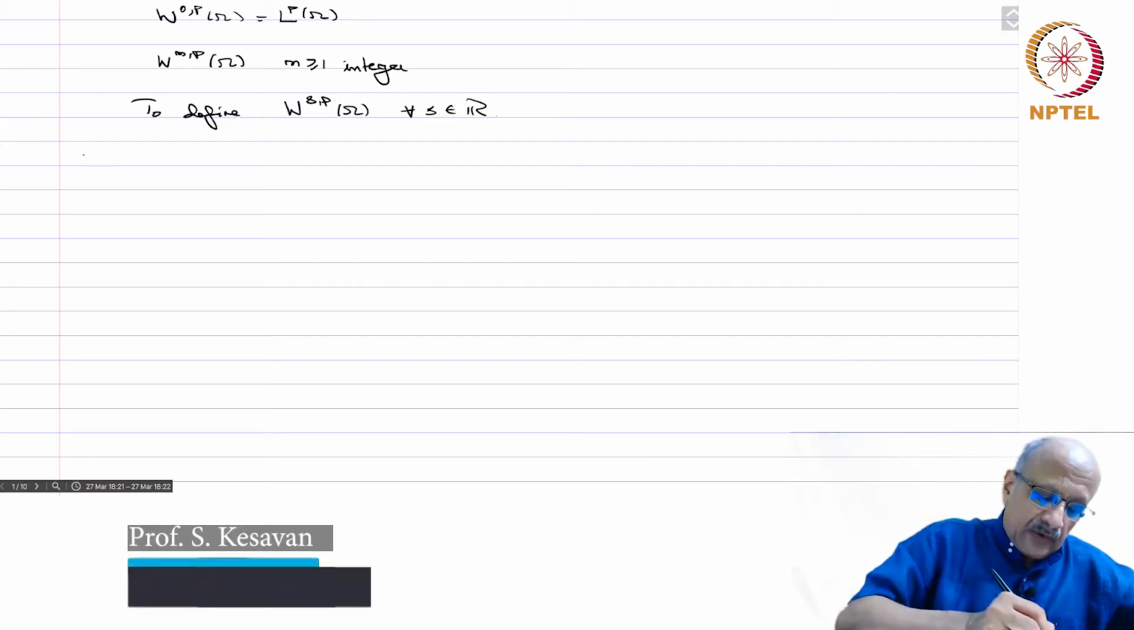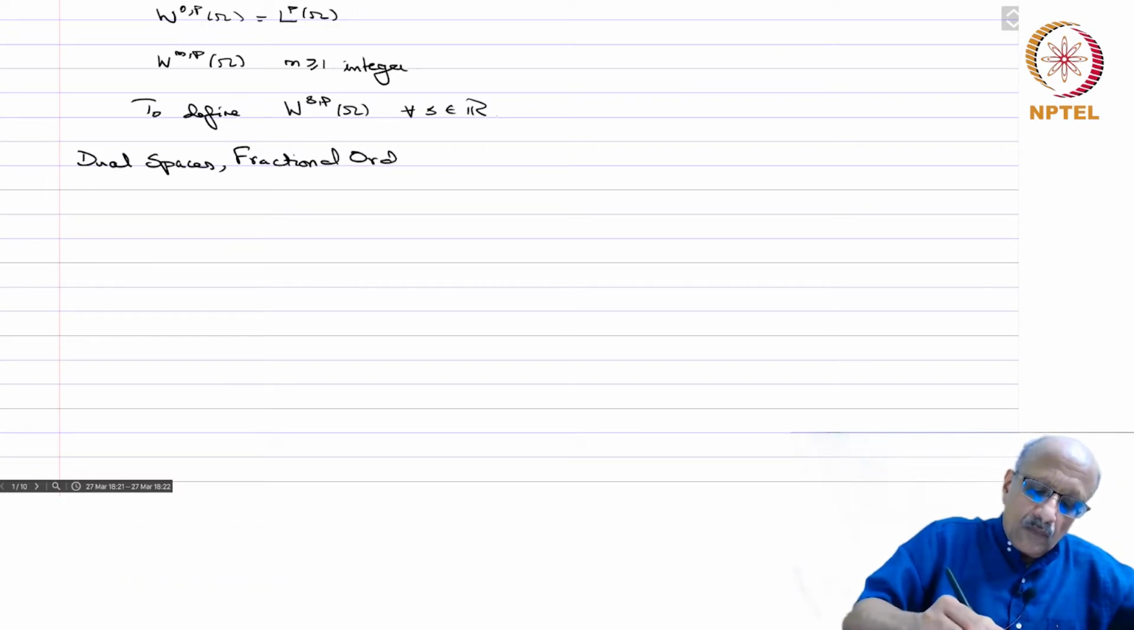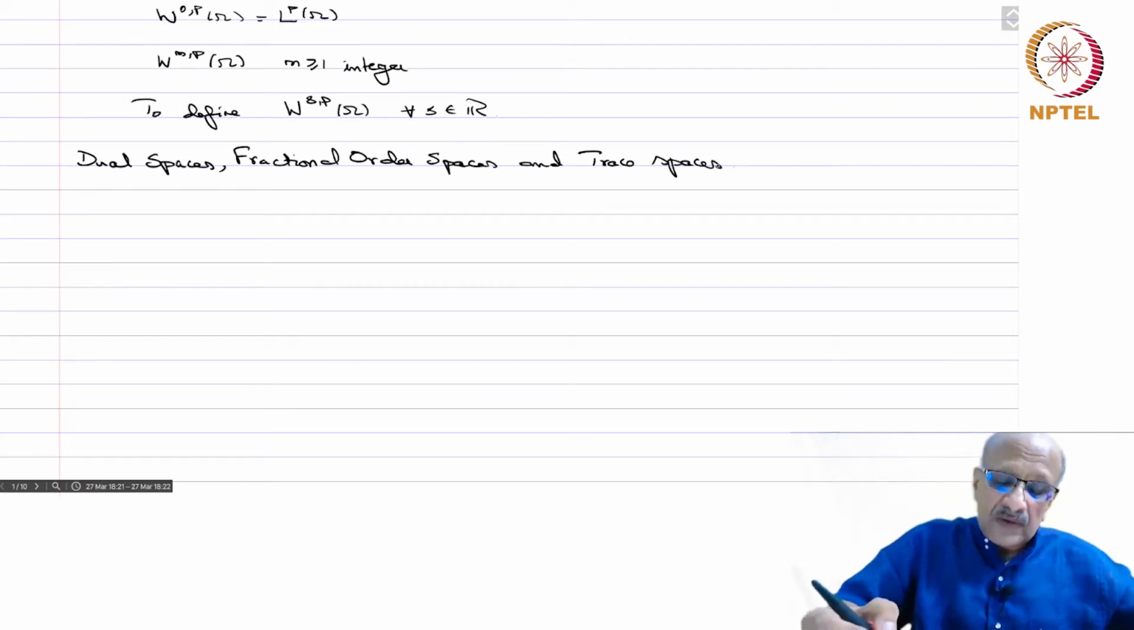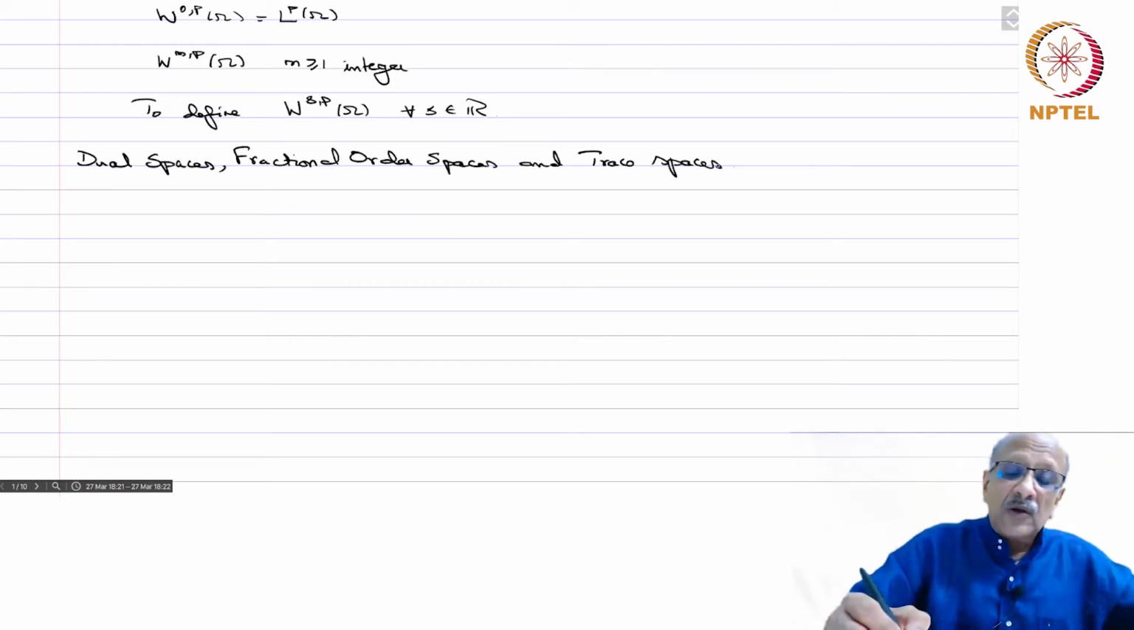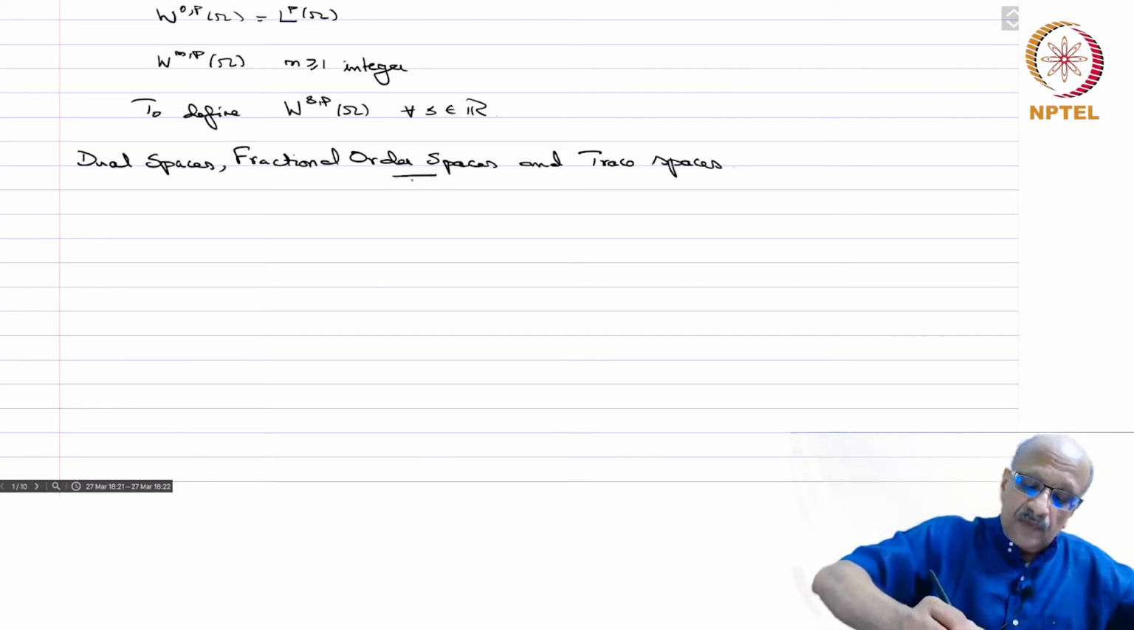So we are going to study dual spaces, fractional order spaces, and trace spaces. Trace spaces are the Sobolev spaces defined on the boundary. Okay, so this is our program for the moment. So we start with the negative integers.